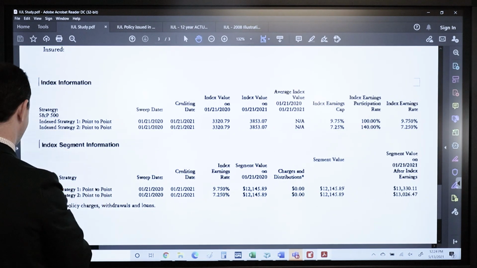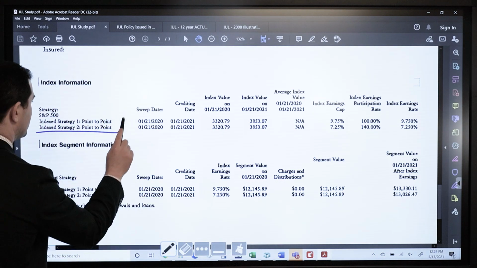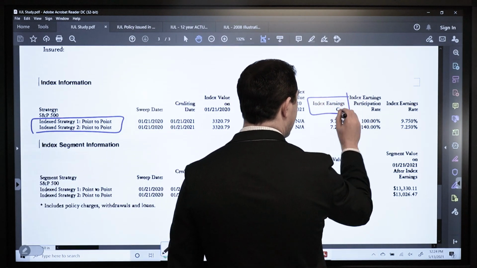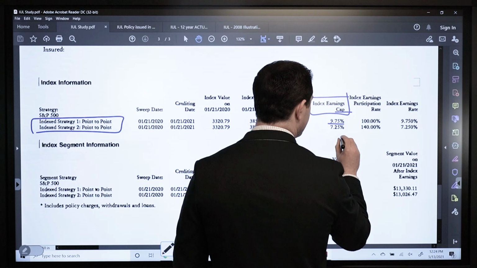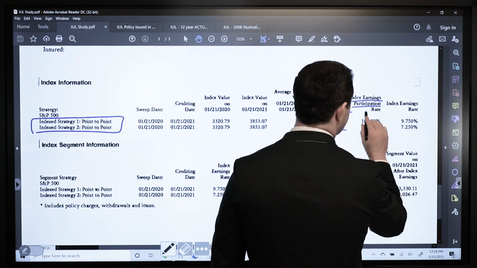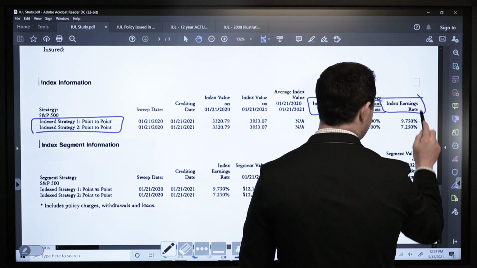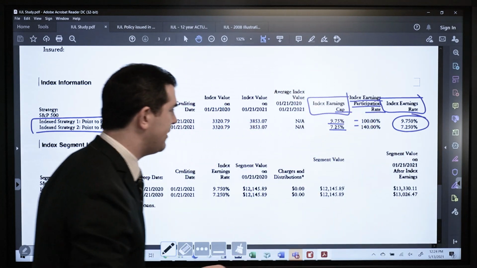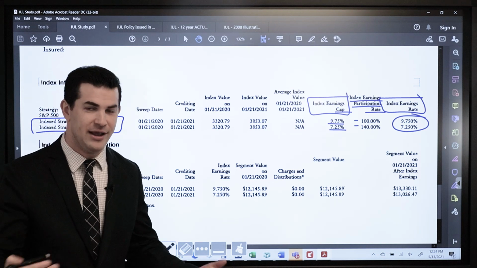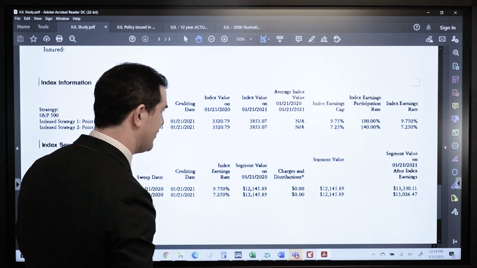If we look at the far right, let me start here. We've got two S&P 500 index strategies. But if we look at the far right, first you see your indexed cap rate, 9.75%, 7.25%. Indexed earnings participation rate, 100% and 140%. Indexed earning rate, look at that, did quite well. Market's been doing quite well in recent years, especially the S&P 500. So it should be doing well. And when I look at the statement, looks fantastic, as my friend would say.